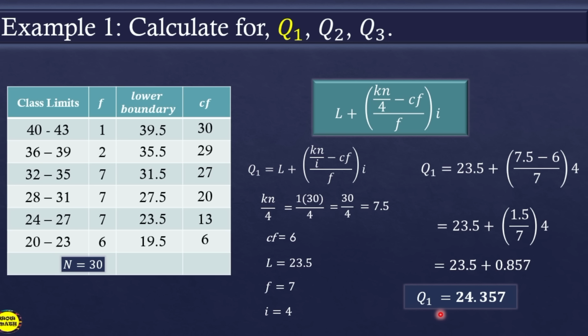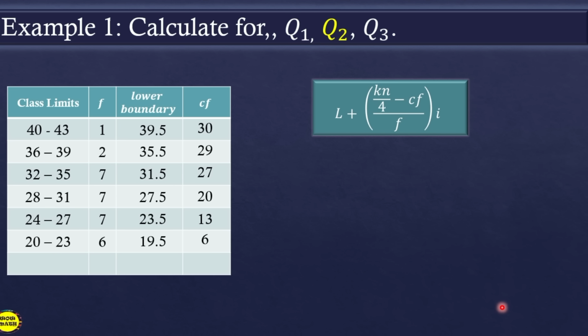So, yung 25% of the students, yung score nila ay less than 24.357. Okay? Or less than 24, kasi pag na-round off natin, 24 pa rin ito. Okay? Again, kapag in-interpret natin, yung 25% of the students, yung score nila is less than 24 or 24.357. Next.